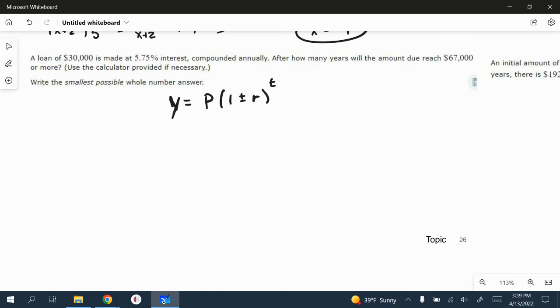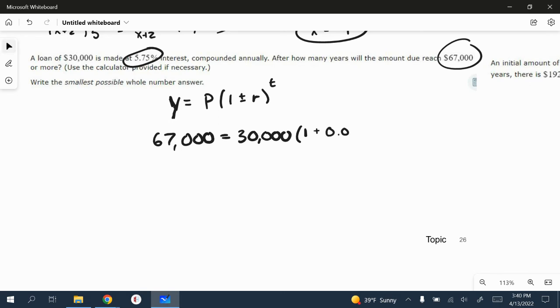I guess you should read the question first. Maybe pause the video and read it so I don't have to read through it all. But I'm trying to reach this amount of money, so that's what I'm trying to get to. It says my principal is this, and then my rate is, by the way, this is increasing, so I'm going to do a plus sign. My rate is this, but I'm going to write it as a decimal. So that's 0.0575. And that's to the t power.